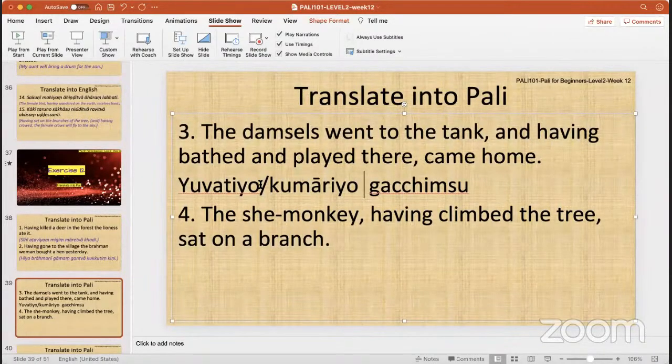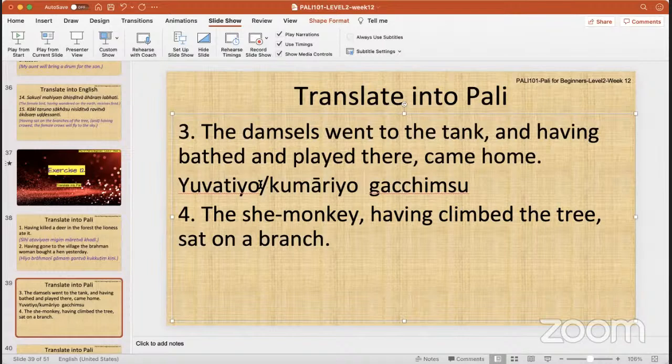That's a good question. Yes, that's right. Because first they went to the tank. So having gone, having bathed and having played, it is read from left to right. Gantva. Yuvatiyo.